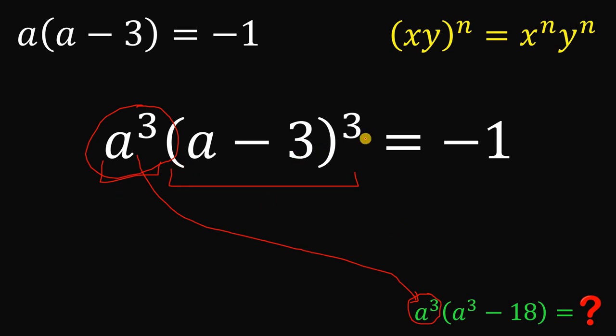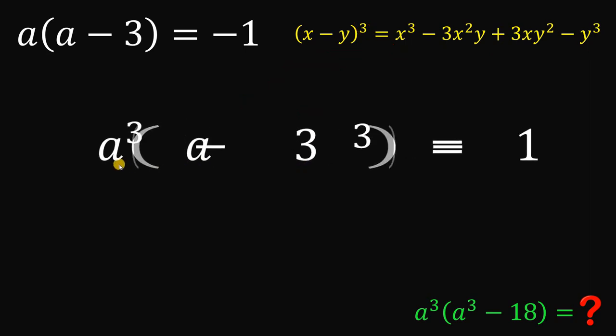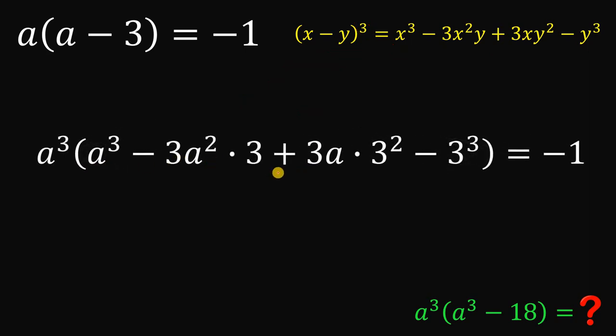Alright, now let's continue. Next, let's expand a minus 3 raised to the power of 3. From here, we will again use some identities. If we have x minus y raised to the power of 3, this can be expanded as x cubed minus 3x squared y plus 3xy squared minus y cubed. So here, x must be equal to a and y must be equal to 3. If we expand this, we get a cubed minus 3 times a squared times 3 plus 3a times 3 squared minus 3 cubed.